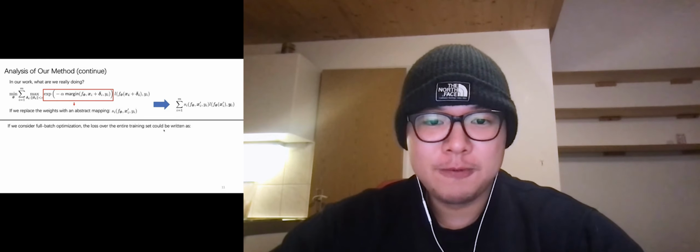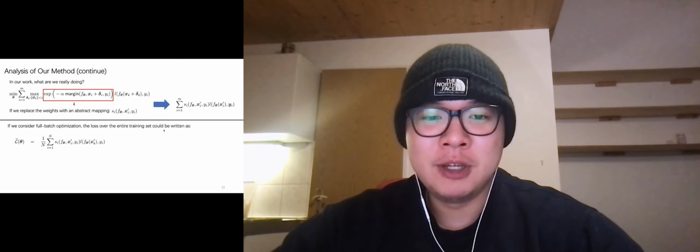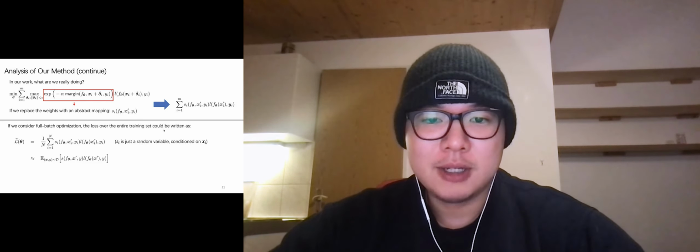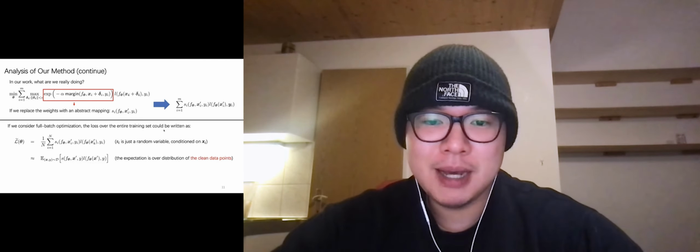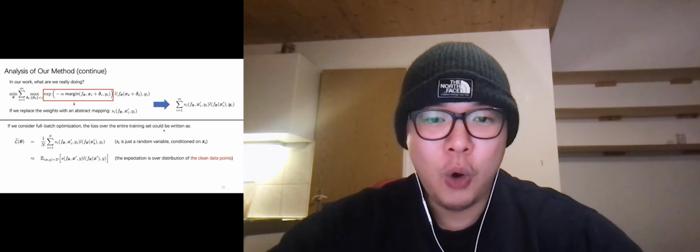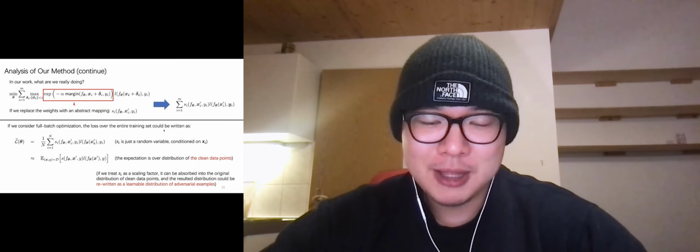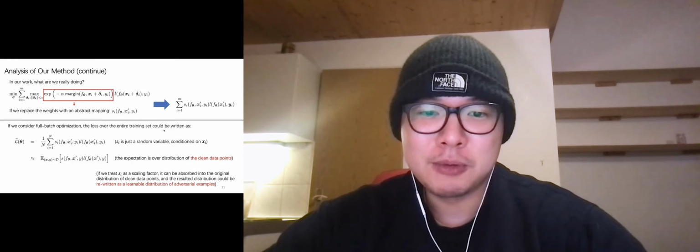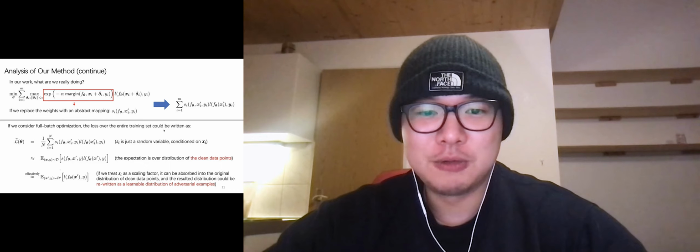And if we consider full batch optimization, the loss over the entire training set could be written as the sample mean of individual loss. And based on the IID assumption, this sample mean is actually computing the expected loss over all clean data points. However, recall S is nothing but a learnable scaling factor and is just a random variable conditioned on the parameter of the network. Therefore, it could be absorbed into the distribution.